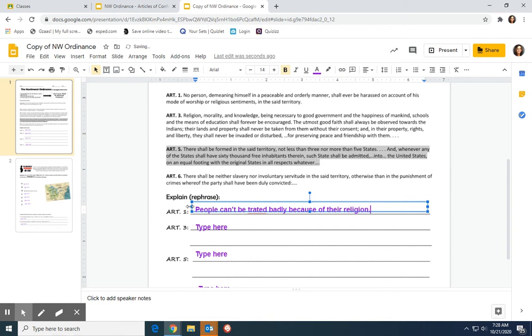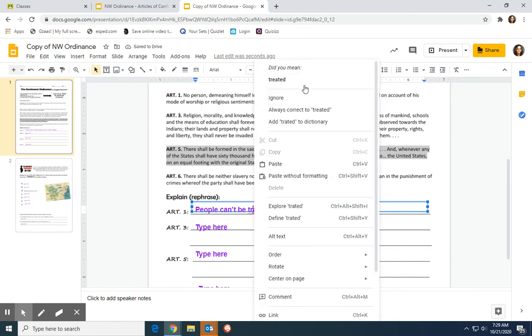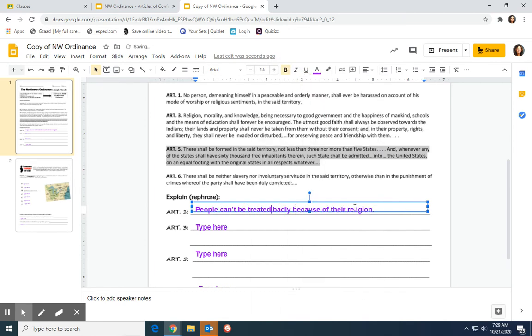Easy. Now remember, this isn't math. I could have reworded this in probably 50 different ways. So you could put people must be treated well no matter what their religion is. Religion can't be a reason to treat people badly. Do you see how I can word this so many ways? This isn't math. The answer is not always 5. You can write things in different ways and you can still be exactly right. So we're going to read this one and do the same thing.